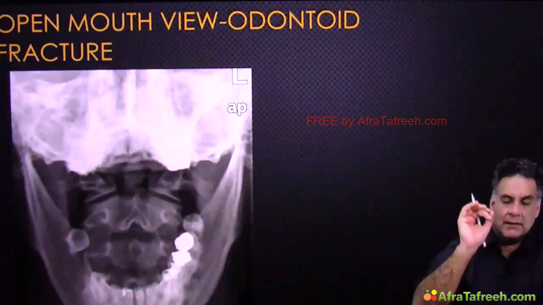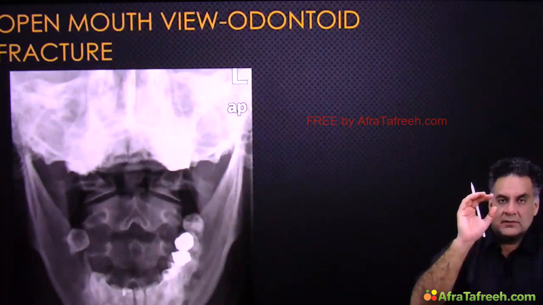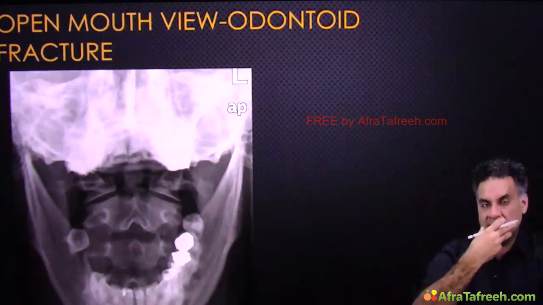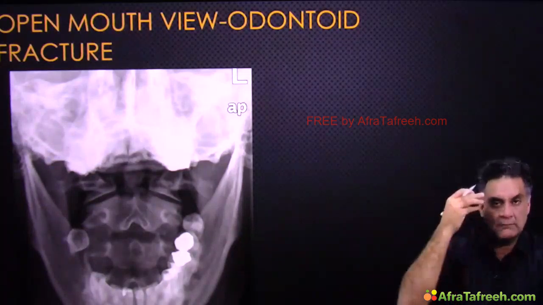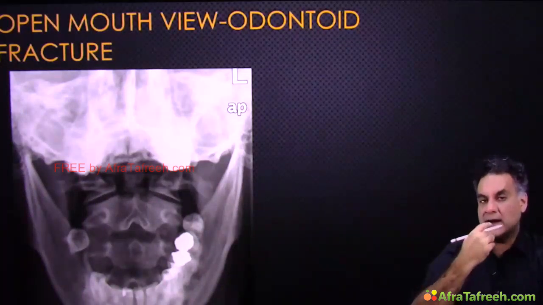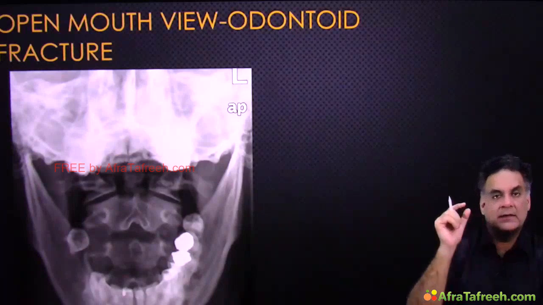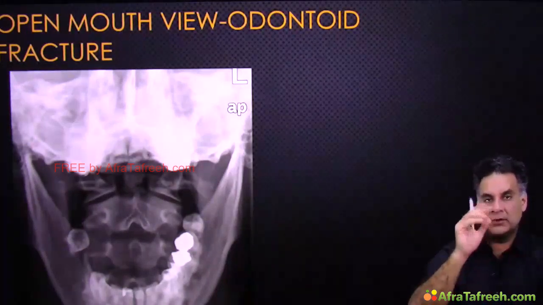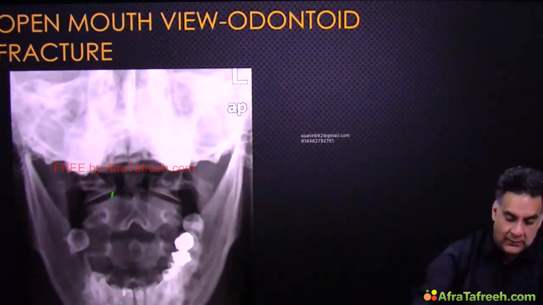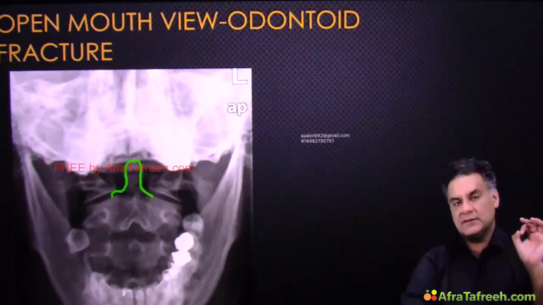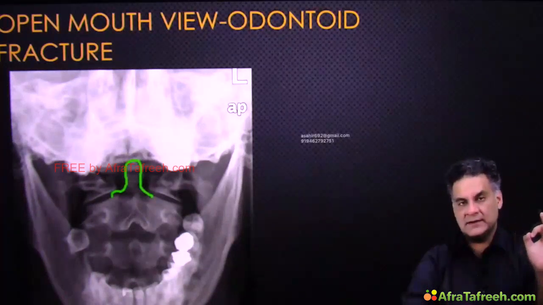The upper part of the cervical vertebra cannot be appreciated on AP view because the dental area is occluding it, blocking it. So what you do, open your mouth, pass a beam through the mouth, transoral, to look at the odontoid. O for open mouth, O for odontoid. You can see this right in the center.